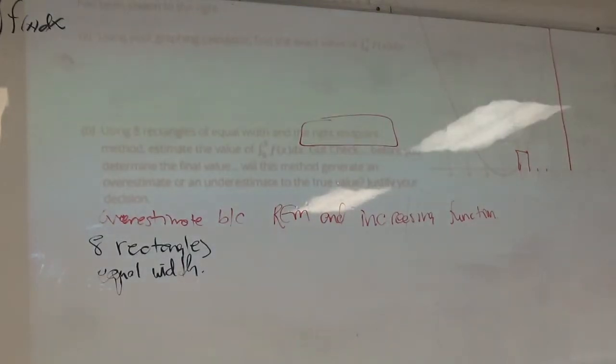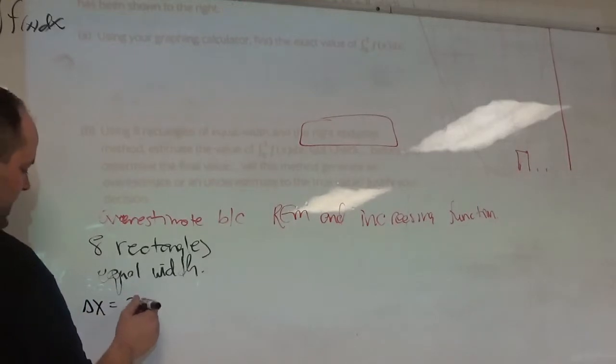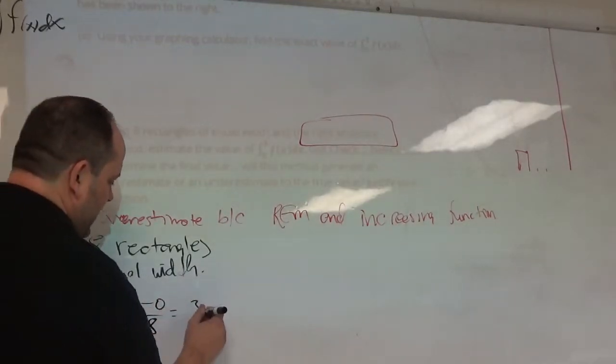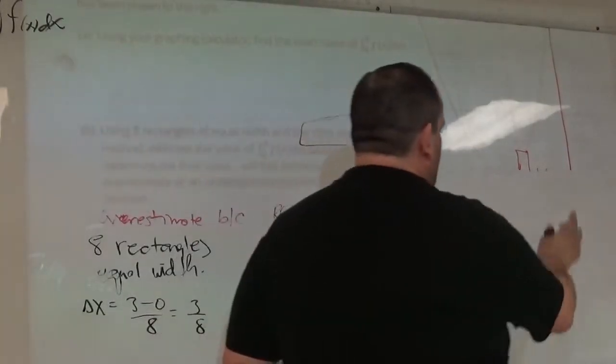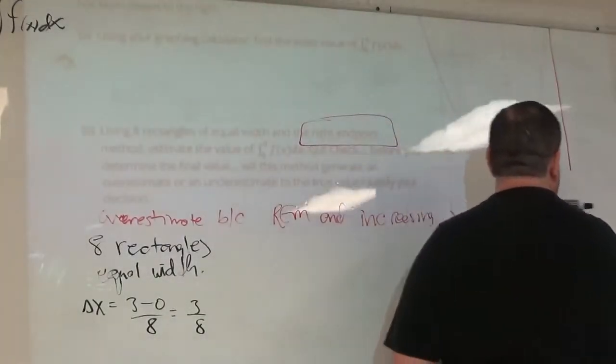Depending on your preference, you might speak decimal and say 0.375. You might speak fraction, and in fraction you're going to say 3 over 8. So delta x is 3 minus 0 over 8, 3/8. The 3/8 is the width of each rectangle. So now I've got to think about, and I'm not even going to try getting in this little space.